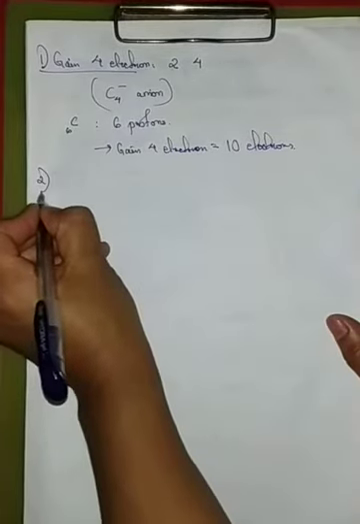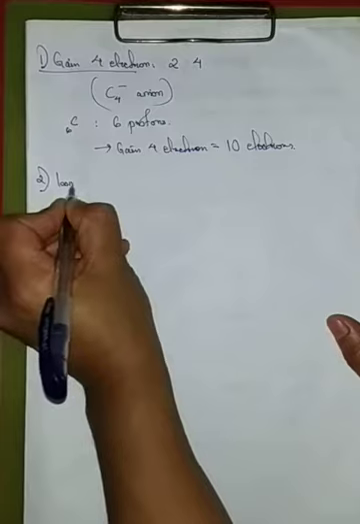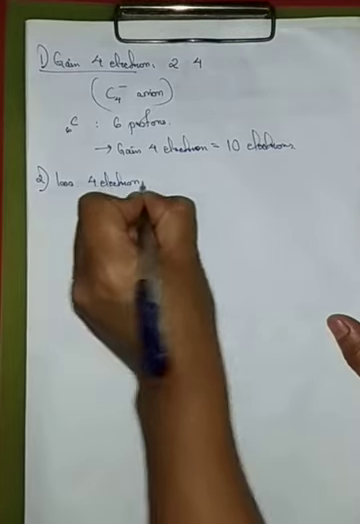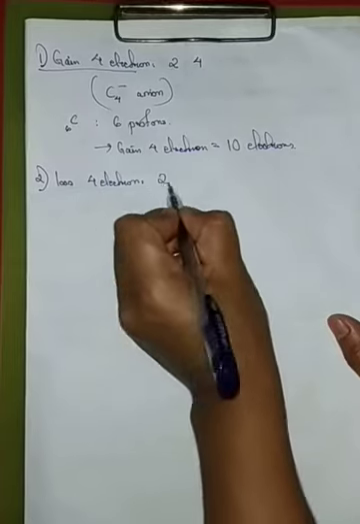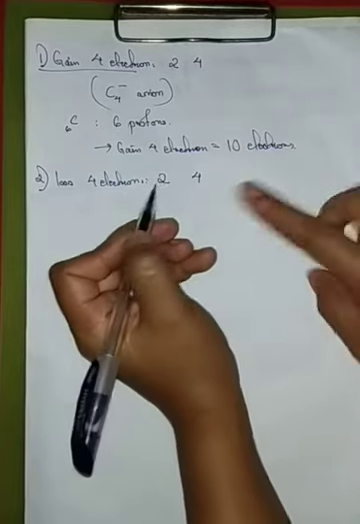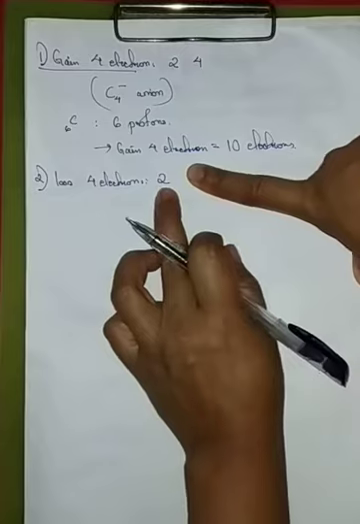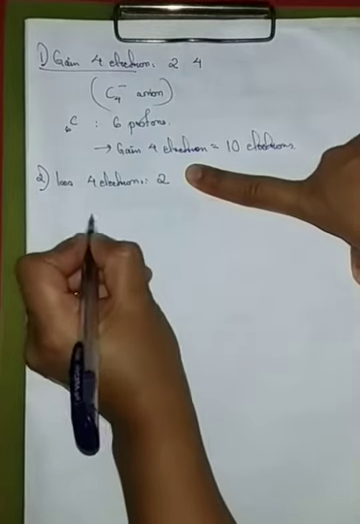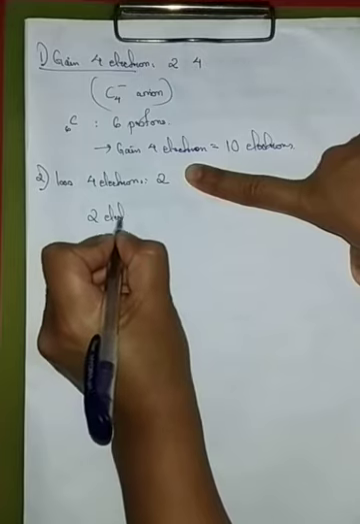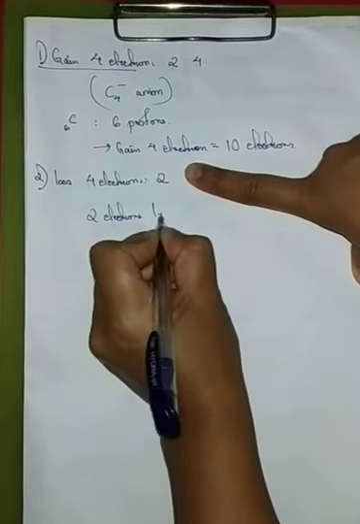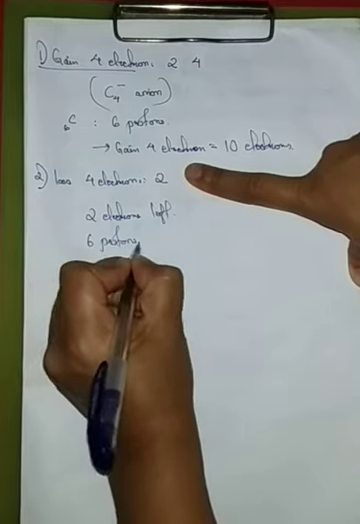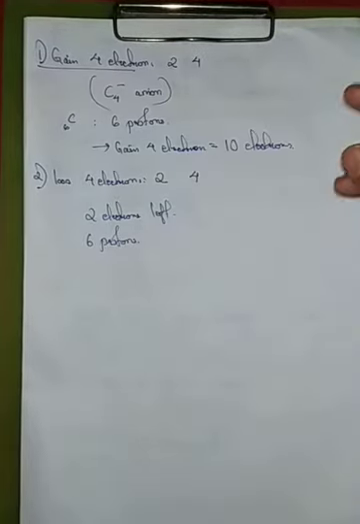Now, moving on to the second case, if it loses 4 electrons. When it loses 4 electrons, the electronic configuration is 2, 4, and if it loses its electrons, only 2 electrons are left, but there are still 6 protons. Now the atom itself becomes very unstable.